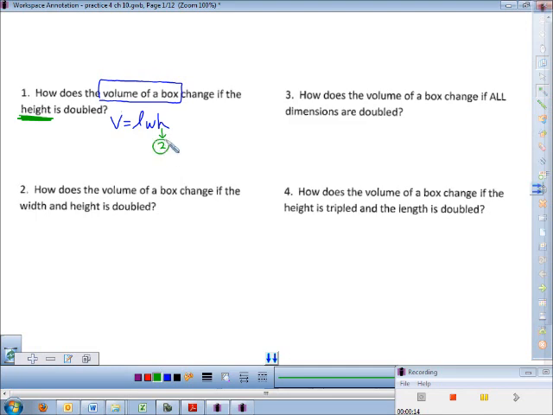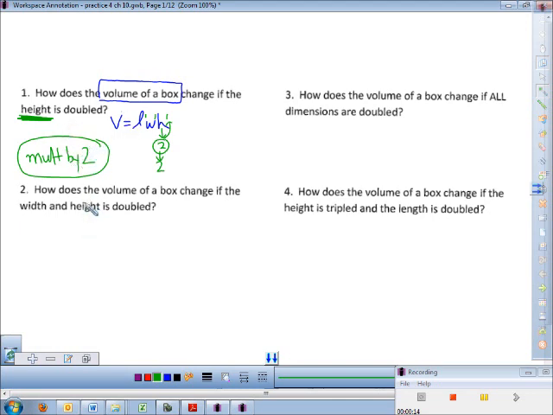Then whatever number this is right here, we have to take that number and raise it to the same power that that variable is being raised to in this equation. And h is being raised to the first power, so is w, and so is l. There wasn't an exponent there, so that's really a 1. All we have to do is take 2 and raise it to that power. 2 to the first power is 2. That means that the volume is going to be multiplied by 2. If I had a box and all I did was double the height, that changes the volume by a factor of multiplying it by 2.